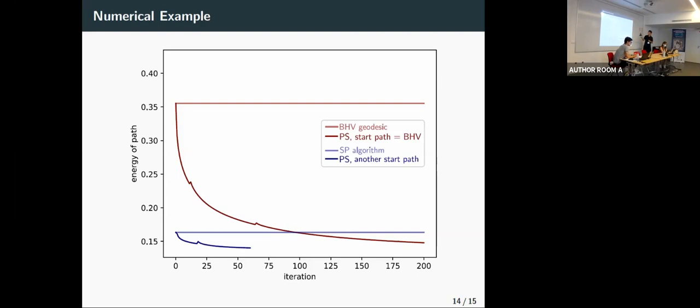Now for the other starting path, so this is the SP algorithm, which I could not show you today because of time constraints. This is the starting energy of this output of the SP algorithm. Successive projection is the name. So this is just another starting path proposal. This has a lot less energy from the beginning onward. And then the path straightening algorithm actually also decreases the energy, and it's still a little lower than the BHV geodesic after 200 iterations. So it's a little bit a sanity check to use the BHV geodesic here and apply the path straightening, that the energy actually also converges in some sense to this energy level.